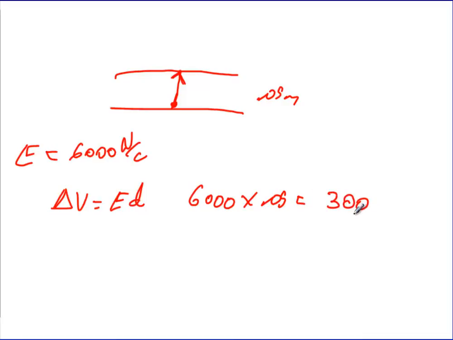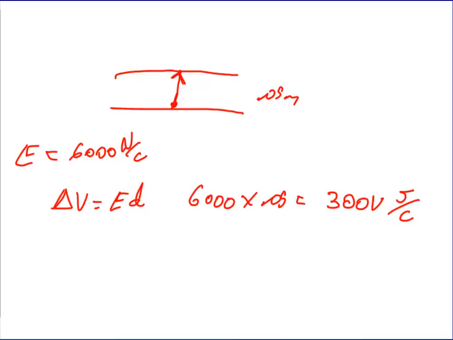Now you're asking yourself, 300 what? Well, electric potential is measured in volts. But since it's really work divided by charge, this is a joule per coulomb. We use volts, but it means joules per coulomb. So that tells me it's going to take 300 joules of work to move every coulomb of charge through this field. We're going to do a similar problem.